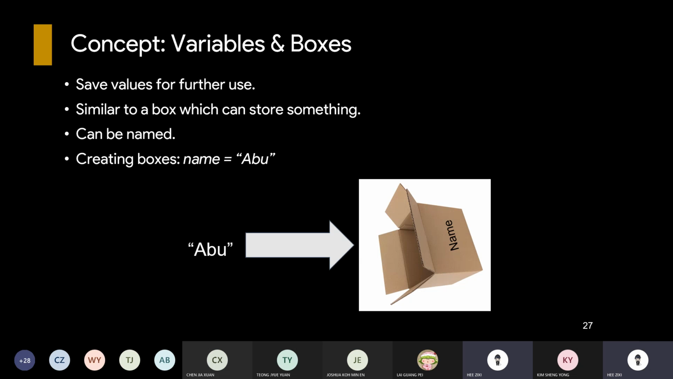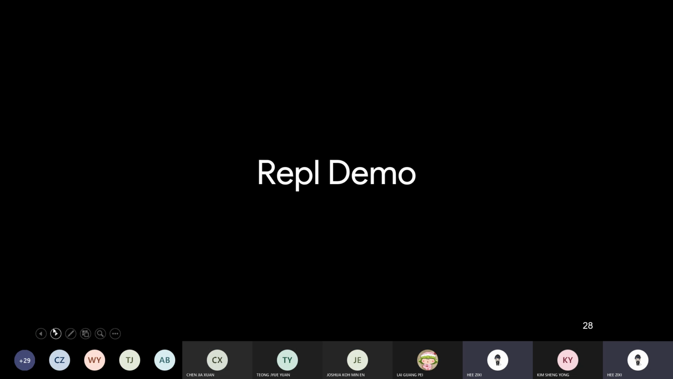So Python provides us something called variables. You can think of variables as a box, okay? You can name the box to save values for future use. It is similar to a box that can store something. For example, if I create a box that has the name, I know, not a creative name, then I can store this Abu inside this box, and I can use it in the future. So you can think of variables as a box, okay?